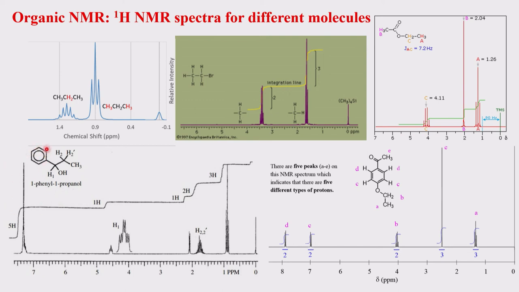Now, let us go from small, simple alkyl-based things to aryl-based things, with some examples. You can see an example, a phenyl group with a CH2, a CHOH and CH3, CH2, CH3. This is one kind of CH3, which is coming around 0.9, very close to that of this one. Then there are these two hydrogens, H2, 2 prime, and they come as a huge multiplet because this is connected with this methyl group and this is connected with this.